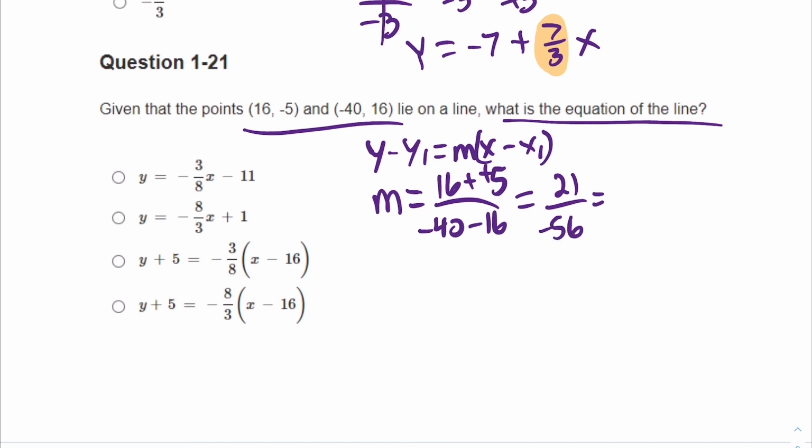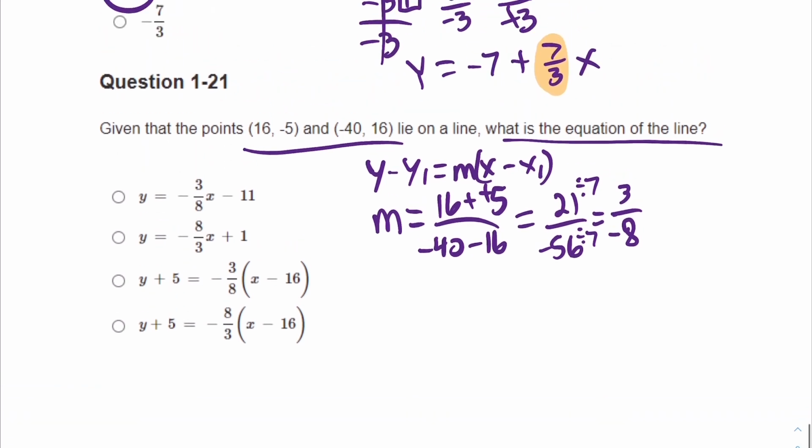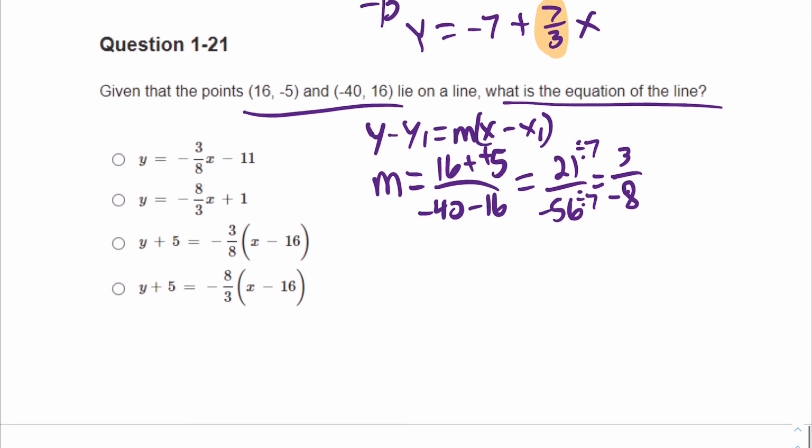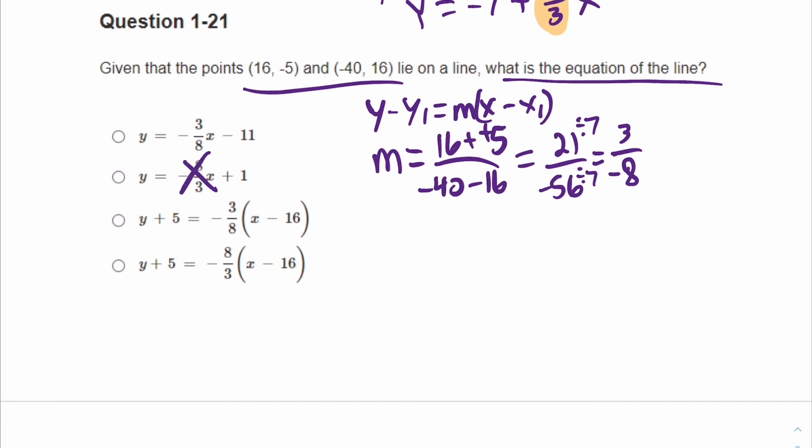21 and 56 can both be divided by 7. And we get 3 over negative 8. Alright, since this question didn't say to do perpendicular, that means any one that doesn't have a 3 over 8 slope is going to be wrong.